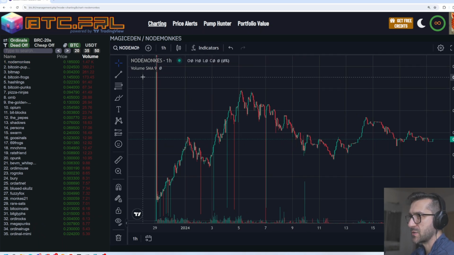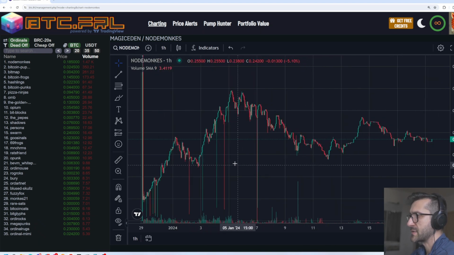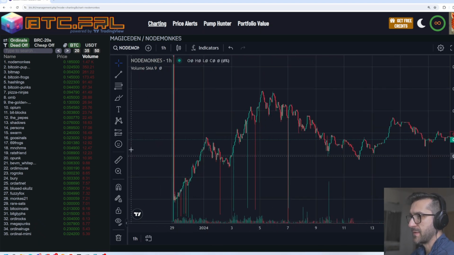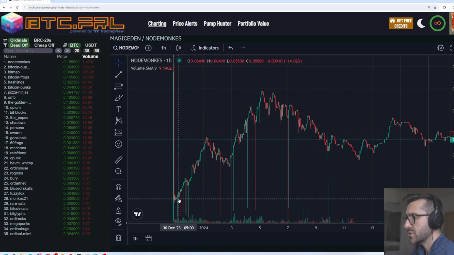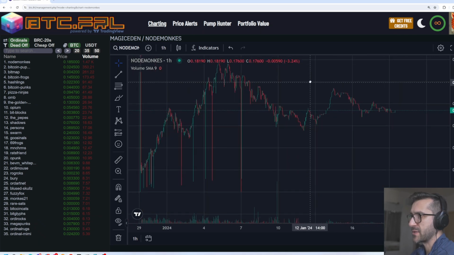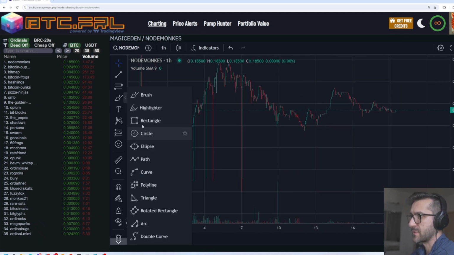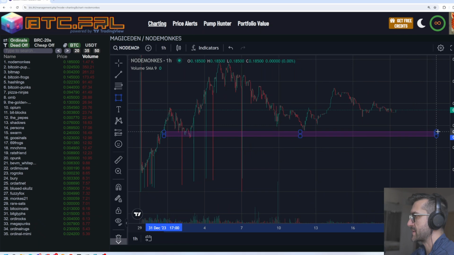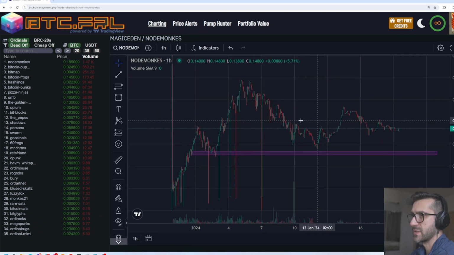In this case, this is Node Monkeys, pretty much the most hyped collection in the past months, and you can see what happened with it after the initial launch. It just pumped out of the gate. It had a small correction, so for example this could have been a good trade, then a second leg up, and now we're starting to see weakness. Not getting too detailed in the analysis, but for example this level here will be key for the collection.